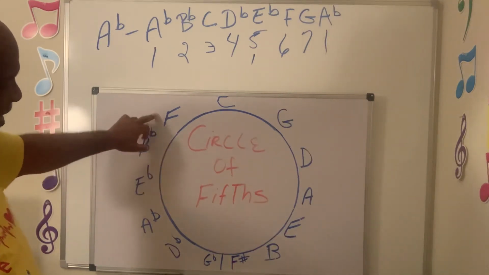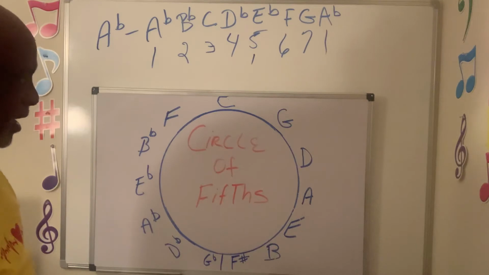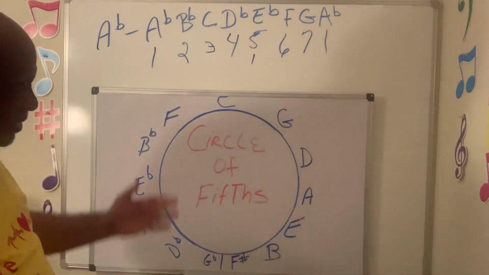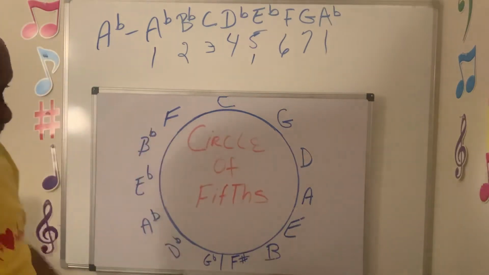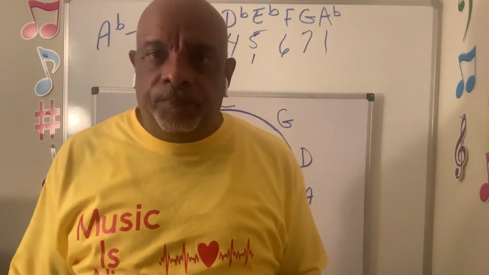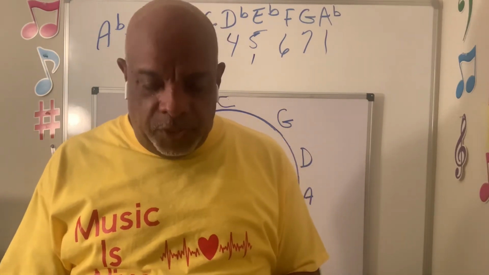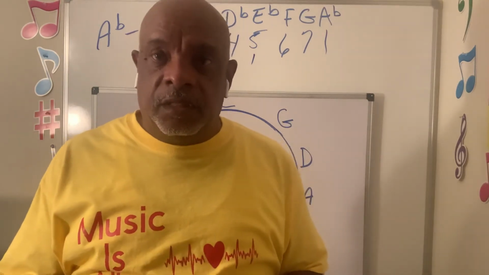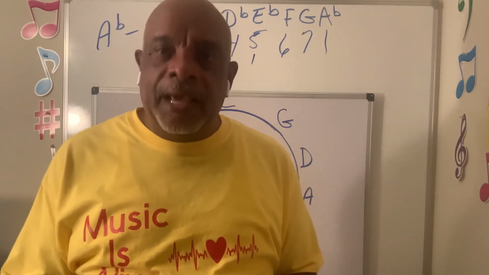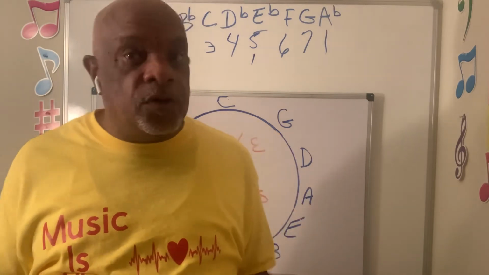The 5 of B flat is F, okay? And the 5 of F is what? C. It's the circle of fifths. And it's the 5 of each one of the keys, okay? So what I need you to do is go online, pull up the circle of fifths, and look at it. Study it, and you'll see what I was talking about. It's the 5 of each of the keys.